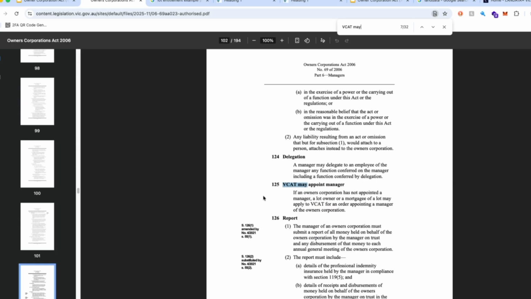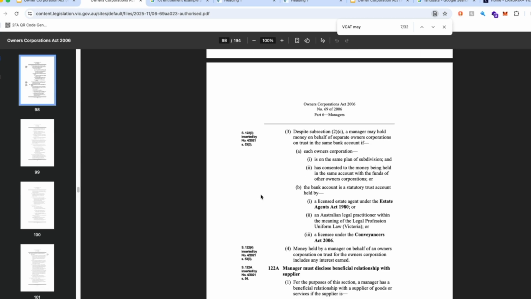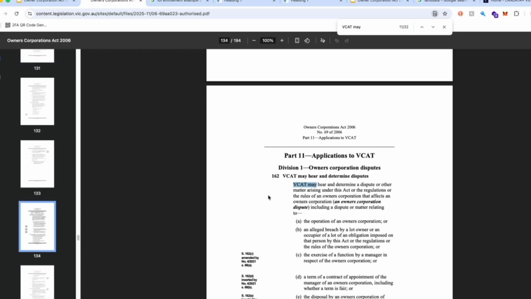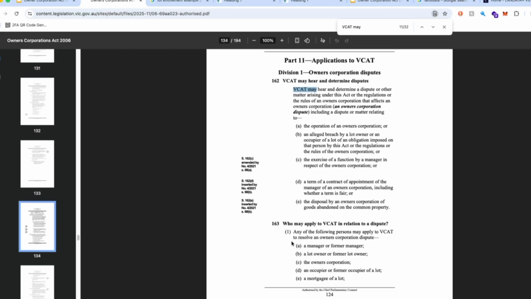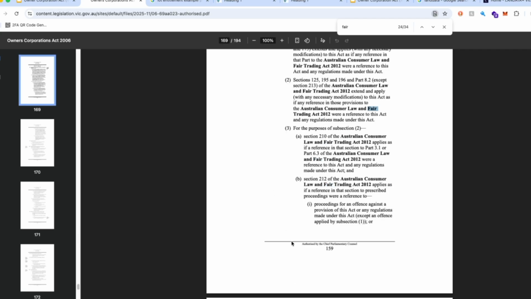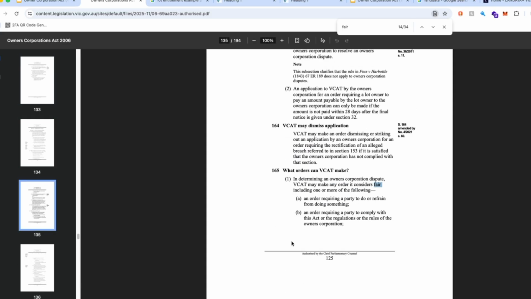So I'm just going to go to this VCAT main. All right, so VCAT can appoint a manager. So if VCAT does see, in accordance with the OC Act, which I believe there should be one above, let me find the right one. All right, cool. Section 165. What orders can VCAT make?